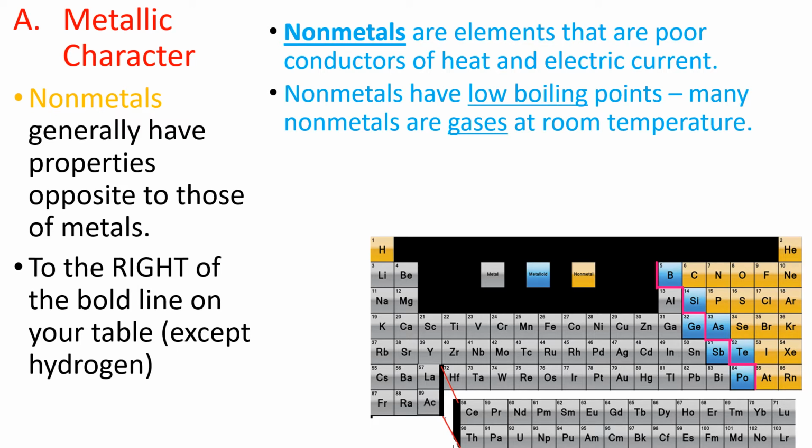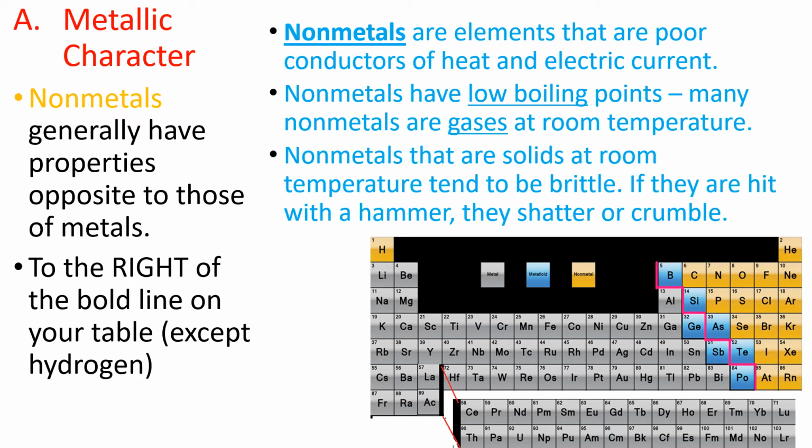Nonmetals tend to have low boiling points and low melting points, and most of them are gases at room temperature. The few that are not a gas at room temperature tend to be brittle, which means that they're going to shatter or crumble if they're hit with a hammer.